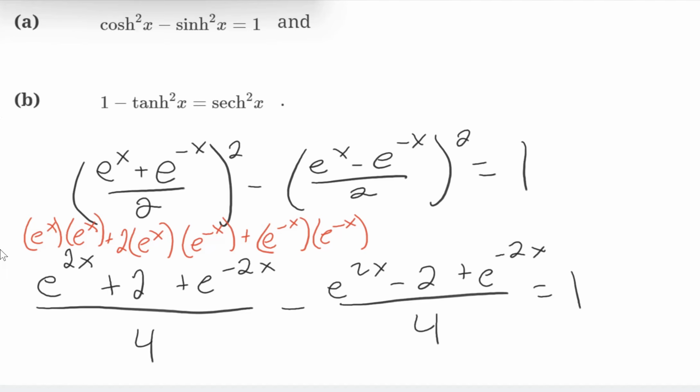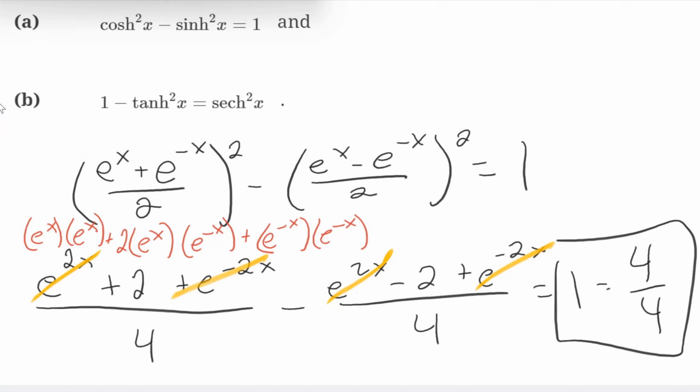So what we end up having here, that e to the 2x and that e to the 2x cancel each other out because they're subtracting. That e to the negative 2x and that e to the negative 2x cancel each other out because they're subtracting. So I'm left with 4 over 4, which is 1. Because 2 minus a negative 2 is 4.